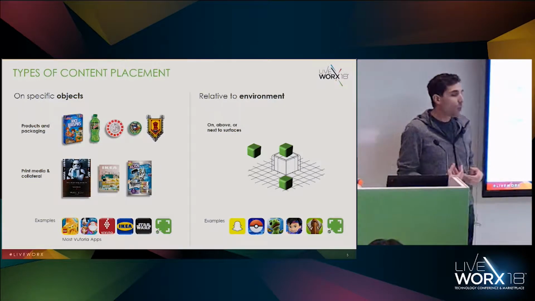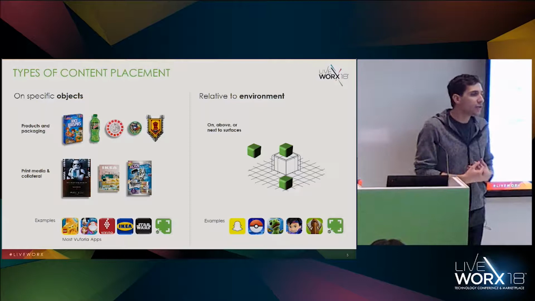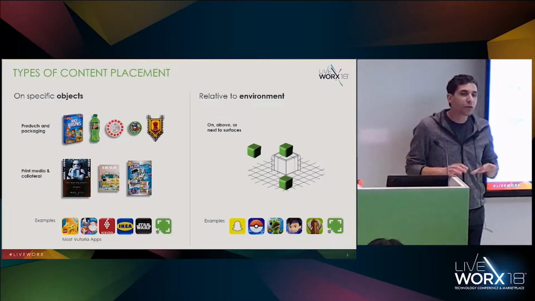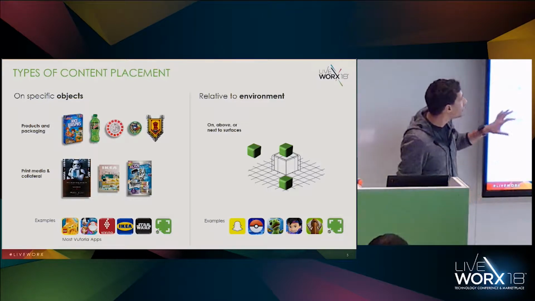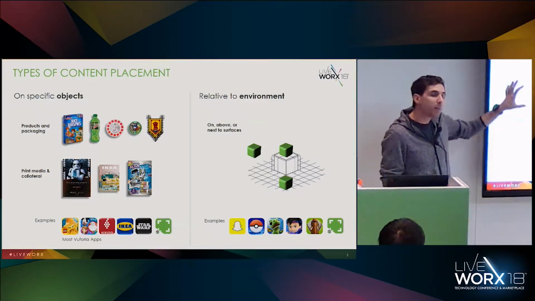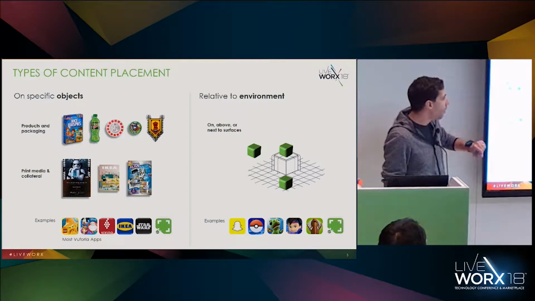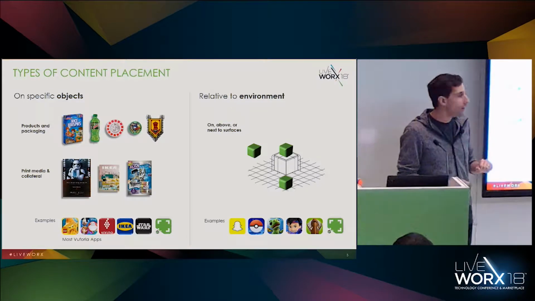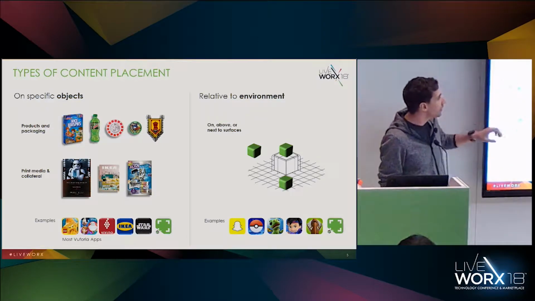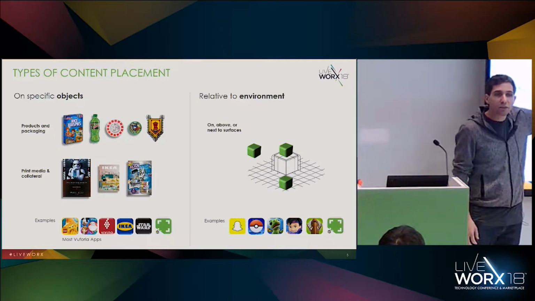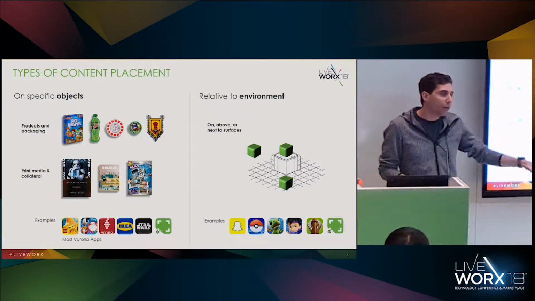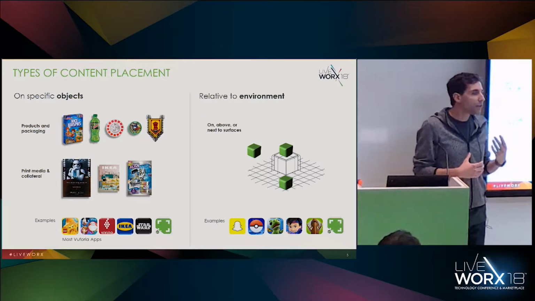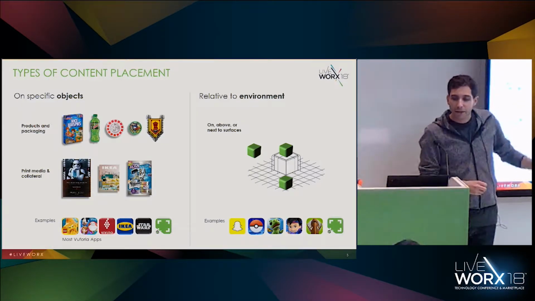The way that we like to think about it, as part of the Vuforia engine, is that we allow developers to put content onto two types of places. We can put content onto objects, like product packaging, posters, marketing collateral, all sorts of places. And then you can also put content relative to the environment, on the floor, on a table, floating in the middle of a room. So it's either object-based or environment-based.